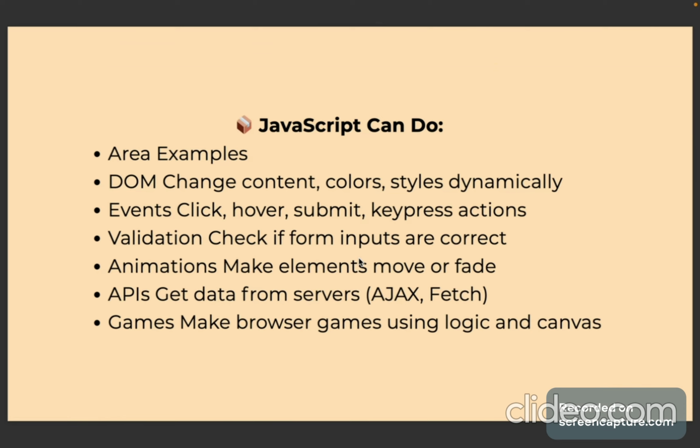JavaScript can change content, right? So DOM is the Document Object Model. You can change your content in HTML directly from the JavaScript file, right? So content, color, style, you can change dynamically. Events: click, hover, submit, key press, validation. You can check if form inputs are correct. Animation you can do. APIs: get data from the server, like Ajax, Fetch, Axios. Games: make browser games using logic and Canvas.